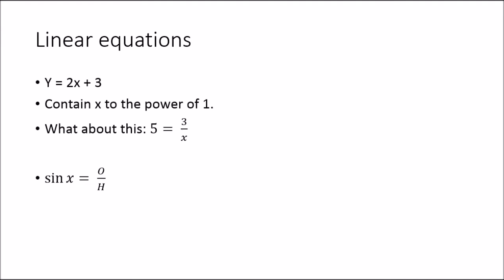Linear equations, hopefully you're familiar with them by now. These are equations where we have x to the power of 1. So the x is on the top line of the equation, it's in the numerator, and it's not x squared or anything weird like this. That's fine because a lot of equations are linear, but we'll often come across situations like this one below, where we might have something like 5 equals 3 over x.